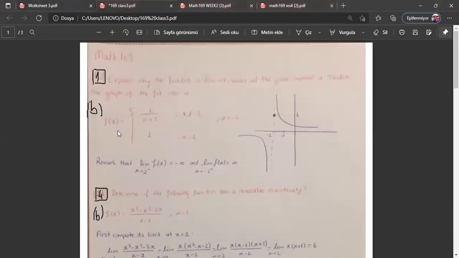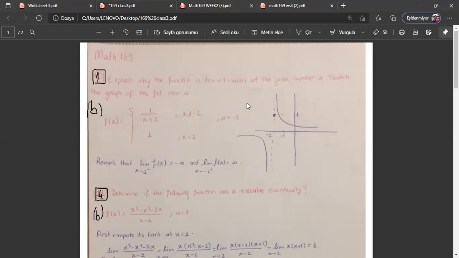Now we're given a function which is defined piecewise, right? When x is not equal to -2, it's defined by this quotient, the fraction 1 over x plus 2. And if x equals -2, it's defined by this constant function, which is 1. Now, we will determine if the function is continuous or not at this given point, -2, right?